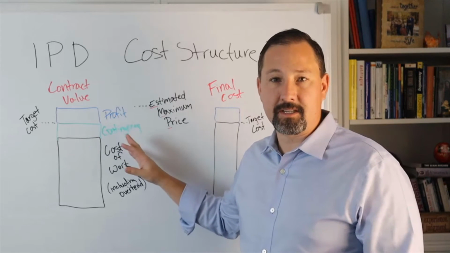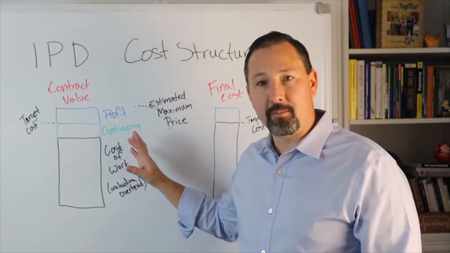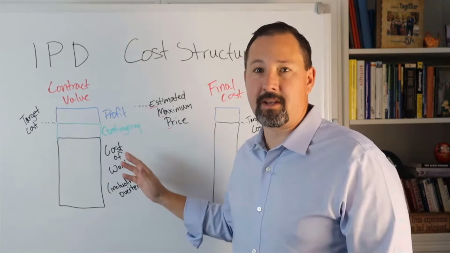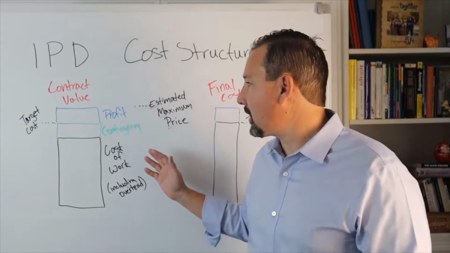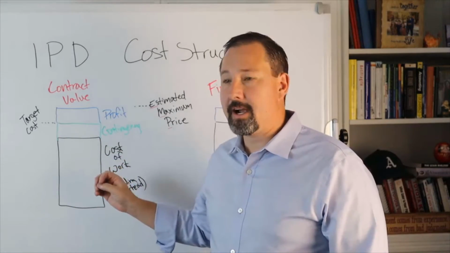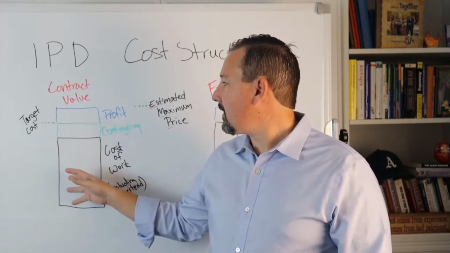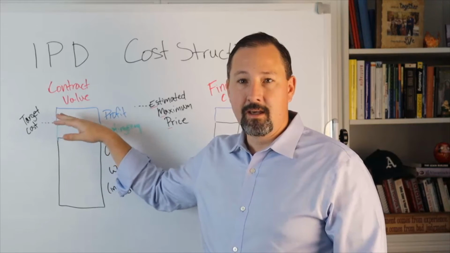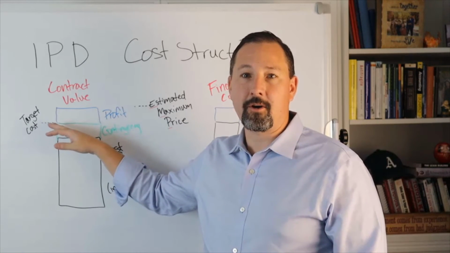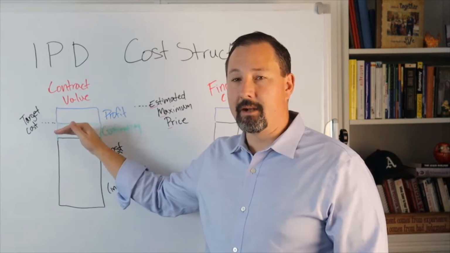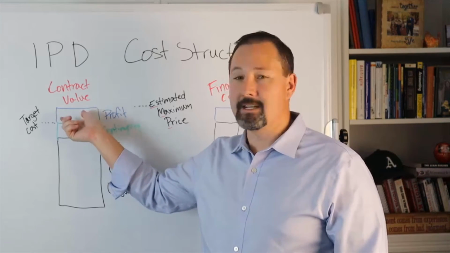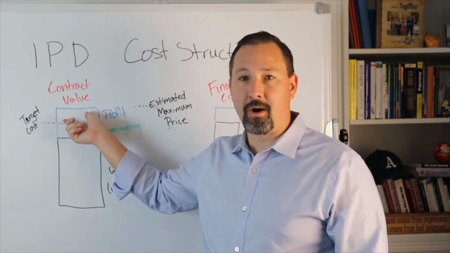And if it does significantly better, they will get all their profit plus a percentage share in the savings on the project. Other contracts will look at this value separately. They'll call this cost of work plus contingency. They'll call that number the target cost for the project. And then above the target cost sits the incentive compensation layer or the profit.